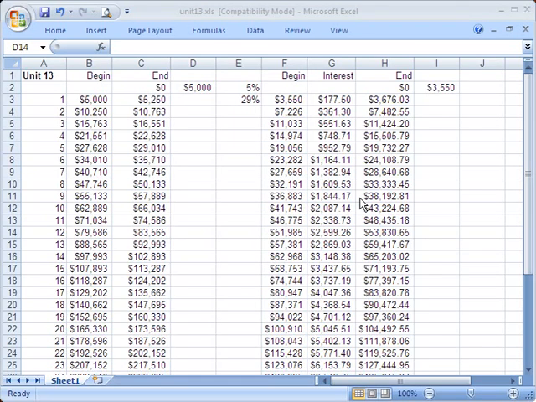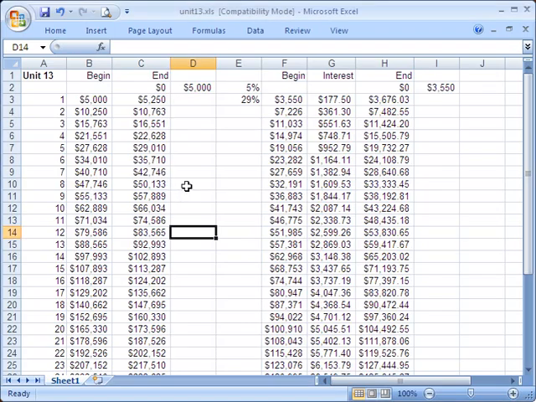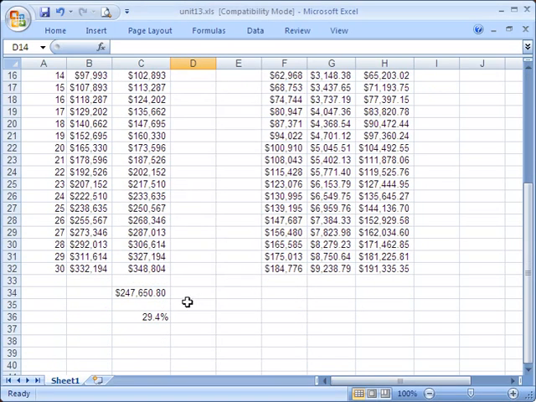Here's the spreadsheet we developed for the main question in Unit 13. In this unit question, we compared a regular savings account with a special type of account called an IRA. And what we found is that at the end of 30 years, the IRA gave us quite a lot of money, $247,000 and a little bit more, while the savings account gave us only $191,000. The difference was substantial, and we calculated it. The IRA gives us 29.4% more money.